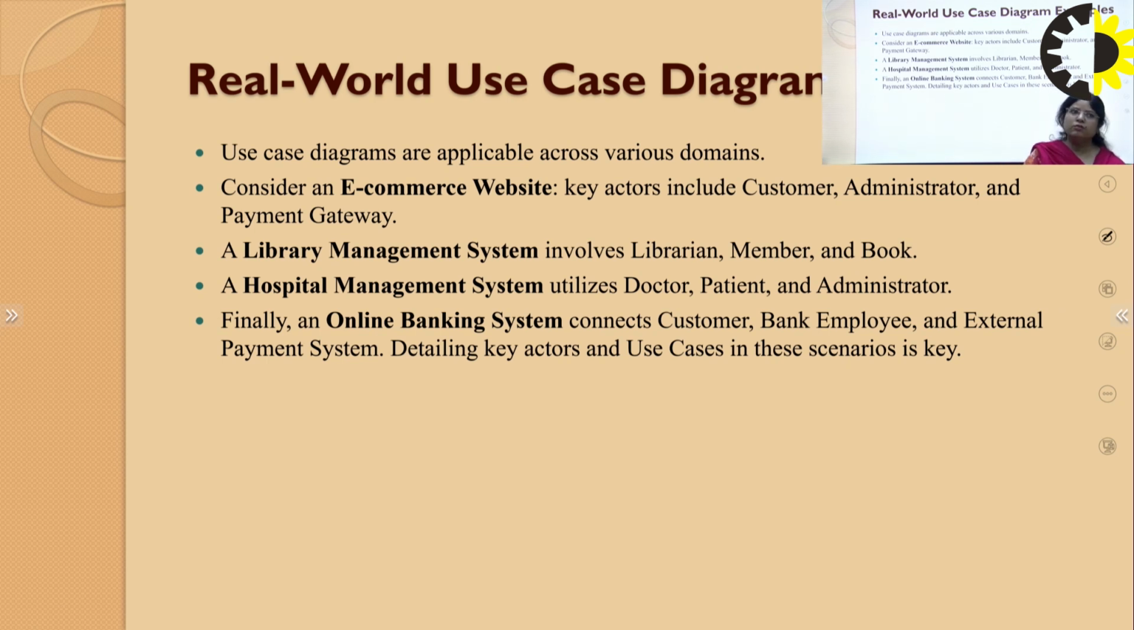If we talk about the library management system, in this case the actors are the librarian, member, and the book. And if we talk about the hospital management system, the main actors are doctors, patients, and administrators. For the online banking system, the main actors are customer, bank employee, and external payment system.